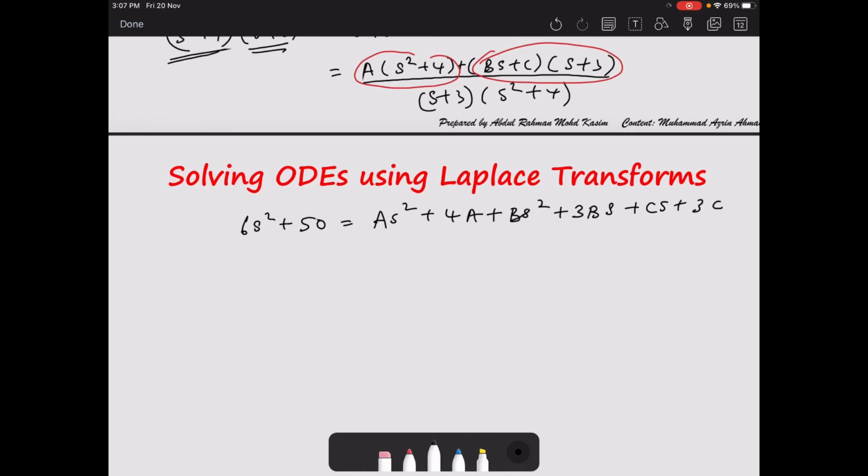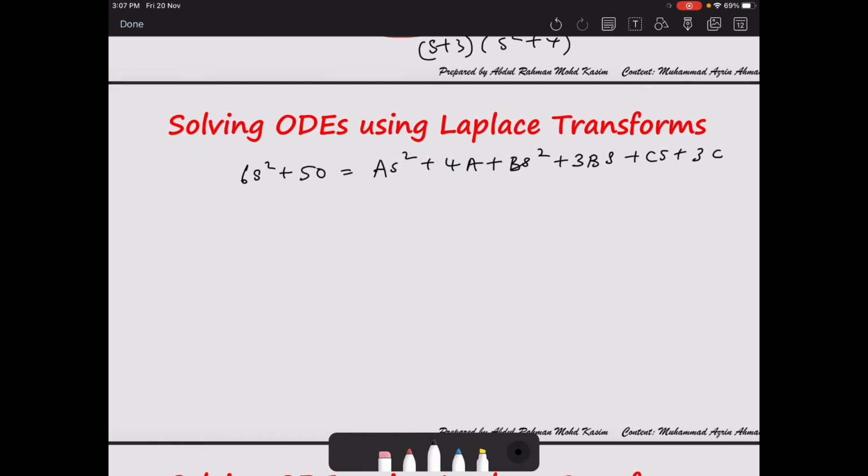According to this one, as I said to you, you may start with s power of 0 or you may start with s power of 2. So let's say I start with s power of 2. I know that the left hand side is 6, and for the right hand side, I have A plus B. For the s power of 1, there is no s power of 1 on the left hand side, so it's equal to 0.